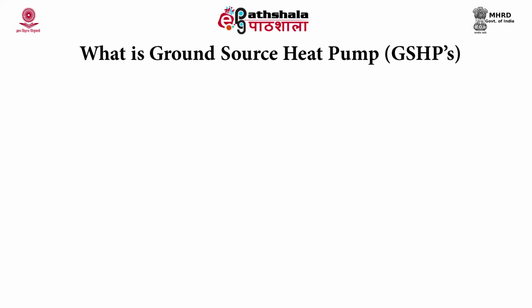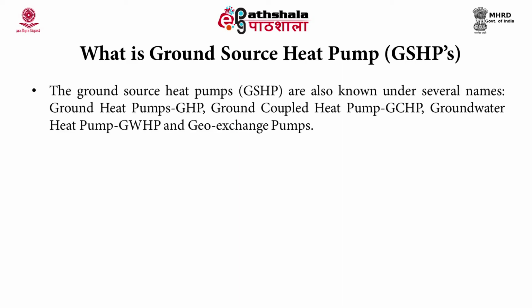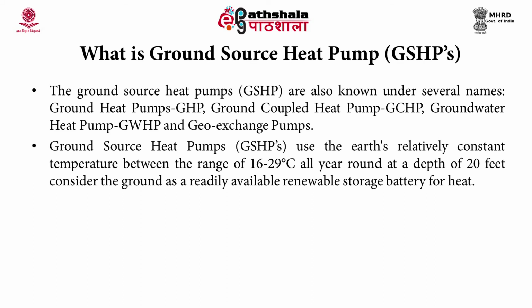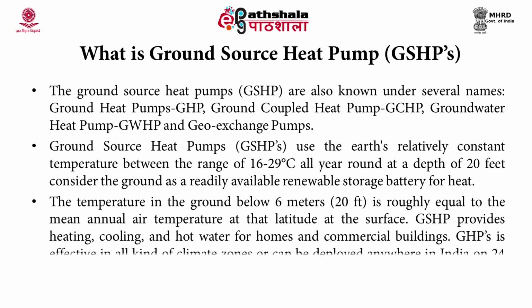Now, what are these ground source heat pumps or GSHPs? The ground source heat pumps are also known as ground heat pumps, ground coupled heat pumps, groundwater heat pumps and geo-exchange pumps. These use the earth's relatively constant temperature, in the range of 16 to 29 degrees Celsius all year round at a depth of 20 feet. Consider the ground as a readily available renewable storage battery for heat. The temperature in the ground below 6 meters is roughly equal to the mean annual air temperature at that latitude at the surface. This GSHP provides heating, cooling and hot water for homes and commercial buildings.